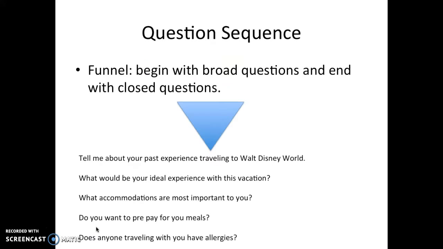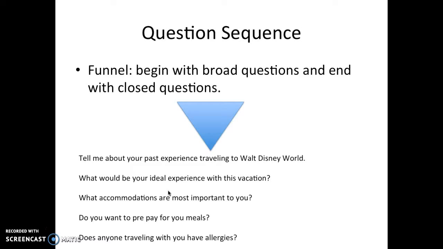Funnel begins with broad questions and ends with closed questions. So, for example, in my life, I've been a Disney travel agent. If I was going to talk to a potential client and I wanted to use this format, I might ask them to broadly tell me about your past experience traveling to Disney, and then move into more closed questions. So what would be your ideal experience? What accommodations are important to you? Do you want to prepay for your meals? So the very first question, tell me about your experience, is very broad. Then I move into a couple of questions that are still very open, but more specific. And then the last two questions are basically closed, yes or no.